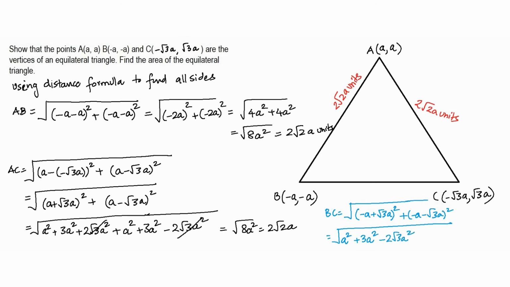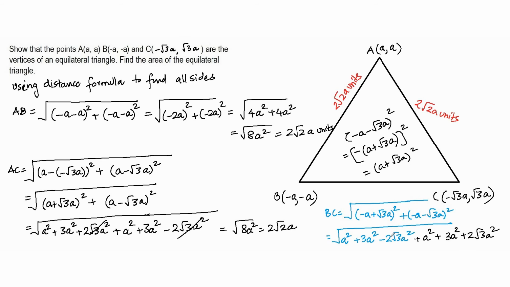And from the second bracket, if you want to calculate minus A minus root 3A the whole square, I can take the minus sign out as common, so it is A plus root 3A the whole square. A negative term squared is positive, so this becomes A plus root 3A the whole square. And this is A square plus 3A square plus 2 root 3A square. So minus 2 root 3A square plus 2 root 3A square cancels. 4A square plus 4A square becomes 8A square.